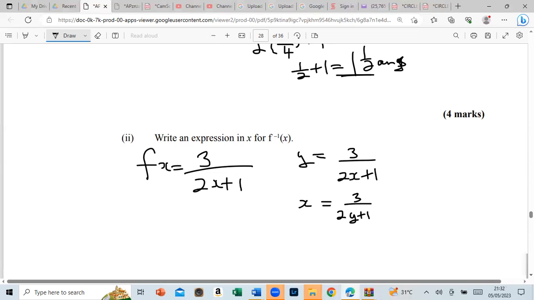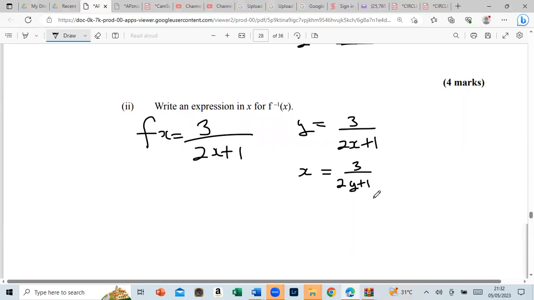What I would do is try to get rid of the denominator. So I'm going to multiply by it, so it's going to be x times 2y plus 1. Once you get maths with a fraction and a bracket, try to get rid of those, alright? So I'm going to expand the bracket, so I'm going to get 2xy plus x equal 3.